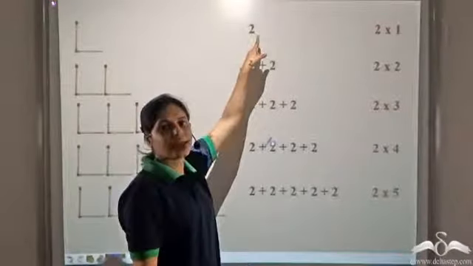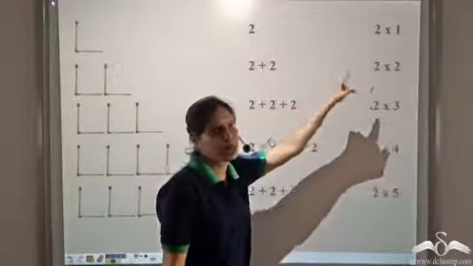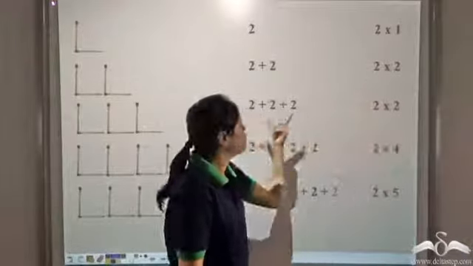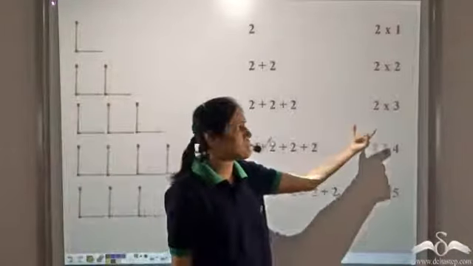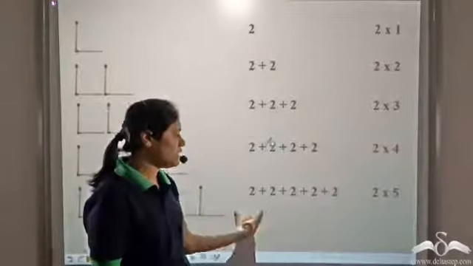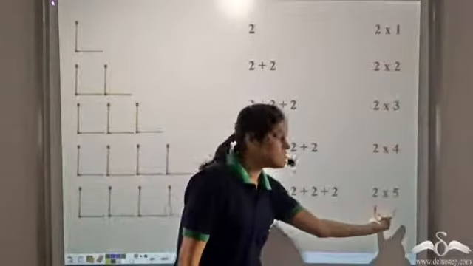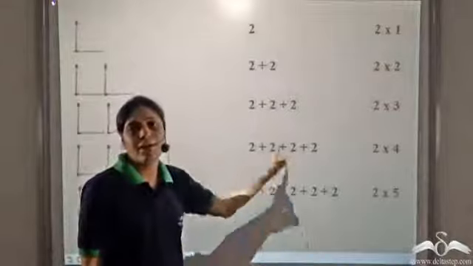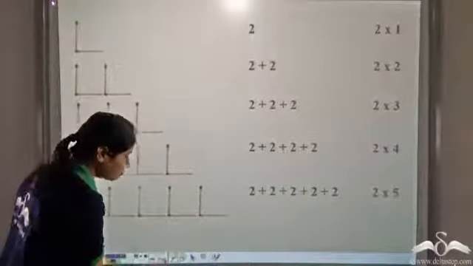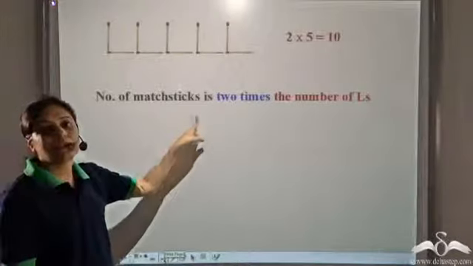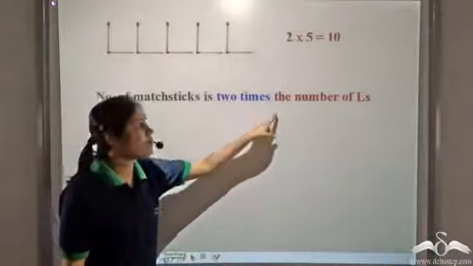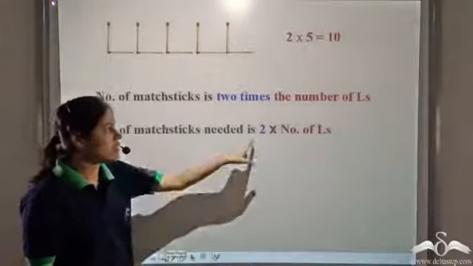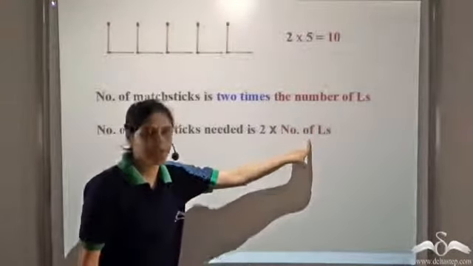So this is 2 added 1 time, 2 into 1. 2 added 2 times is the same as 2 into 2. 2 added 3 times is the same as 2 into 3. And similarly, 2 added 5 times is the same as 2 into 5. So yes, we do observe a pattern here. And what is that pattern? The number of matchsticks required is 2 times the number of L's. That is, the number of matchsticks required is 2 into the number of L's.